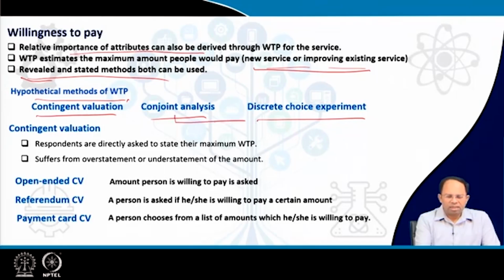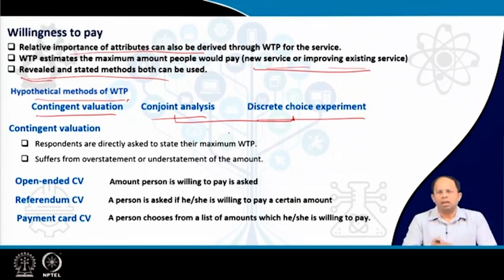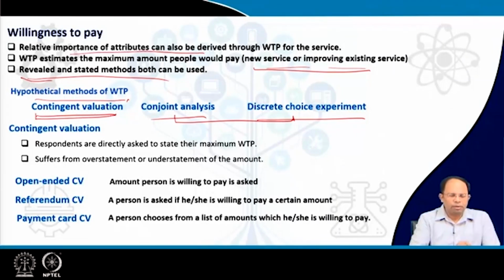Now conjoint analysis and discrete choice experiments are more or less similar. They follow the same regression that we learnt earlier, but how I set the regression parameters, the different components of the regression, is important, and I will discuss that. But first, let us look into contingent valuation.